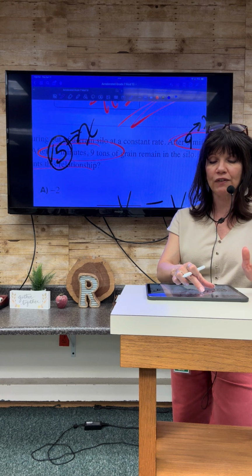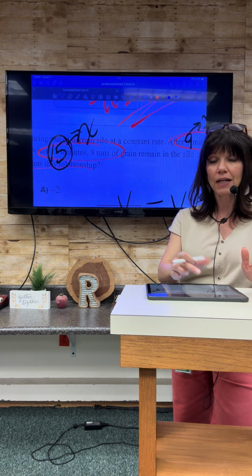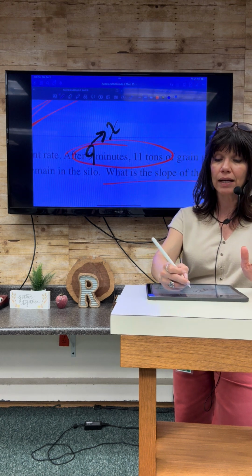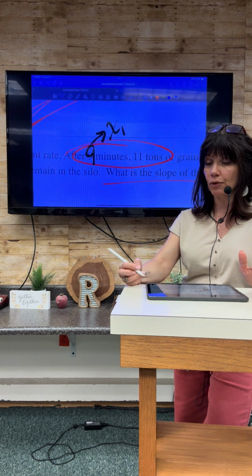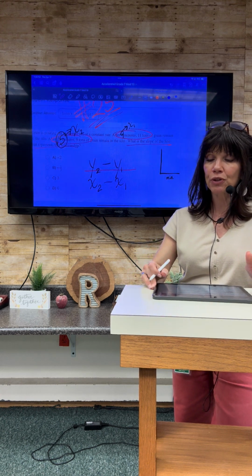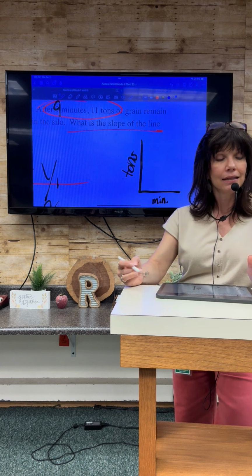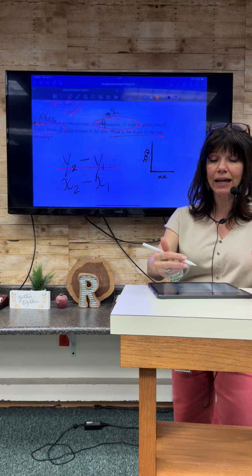15 is the what x value, the first or the second? The second one they gave you. And 9 is therefore the what? The first one they gave you. Now what label do you think would likely be along the y-axis? Tons. So what is 11?